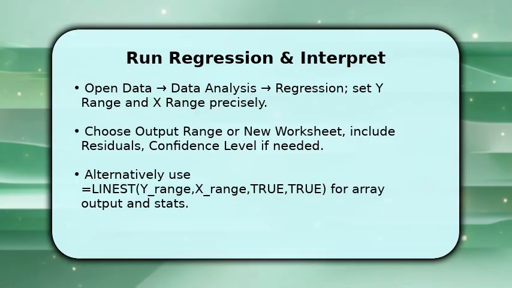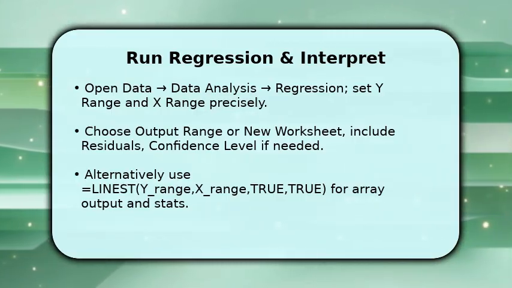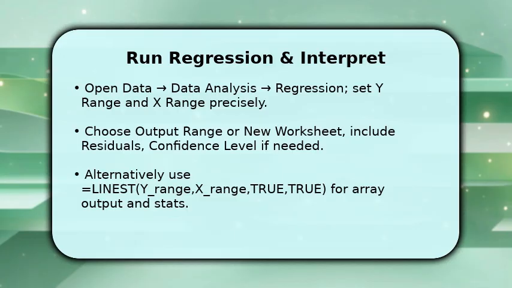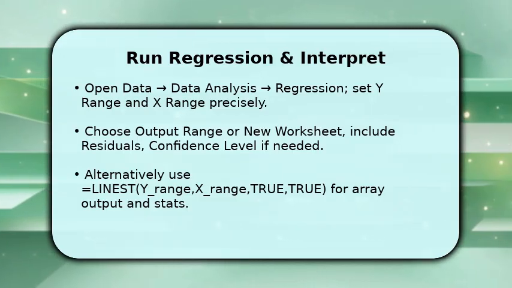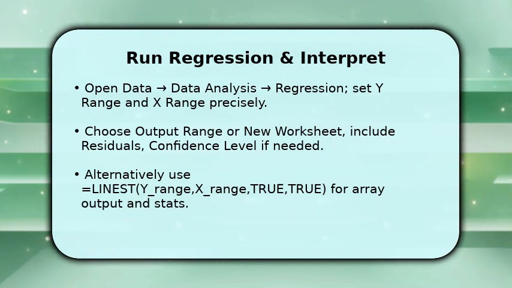Once Excel returns output, read the coefficients row for intercept and slopes, then review R-square for fit and p-values in the ANOVA section for significance. Make sure to inspect residuals and standardized residuals to detect heteroscedasticity or nonlinearity requiring transformation.